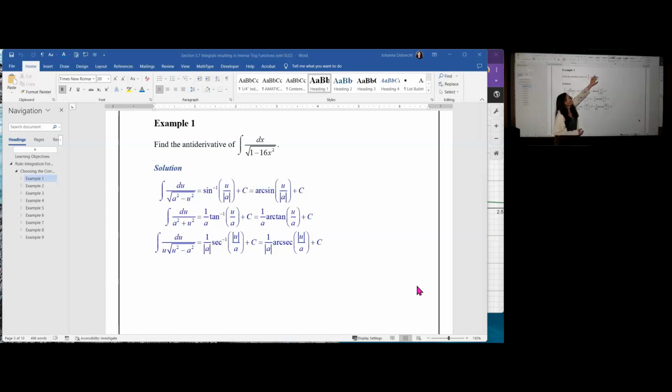We have the integral of dx over the square root of 1 minus 16x squared. Notice the differential is dx, which is not the principal root of 16x squared. We do not, in fact, have du. What we have is the original differential dx. We'll have to change that in order to be able to complete the problem.